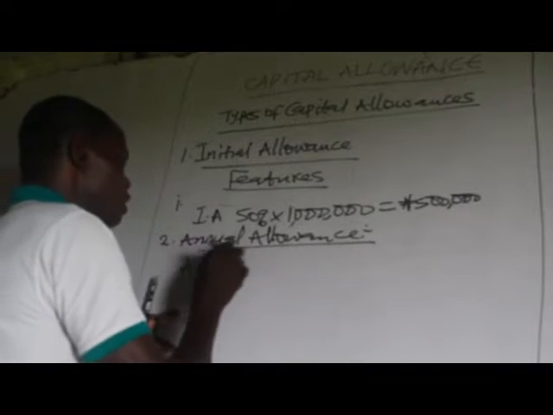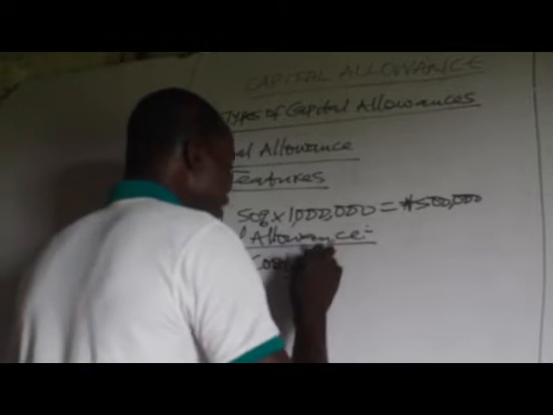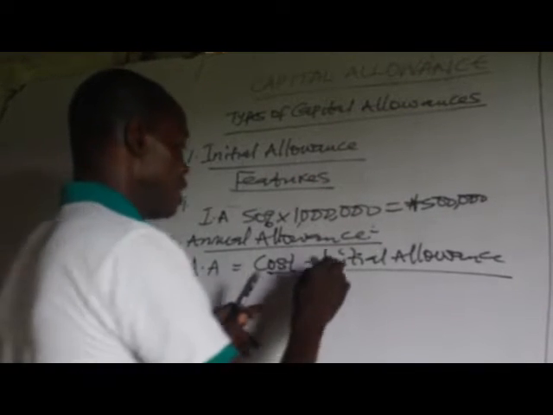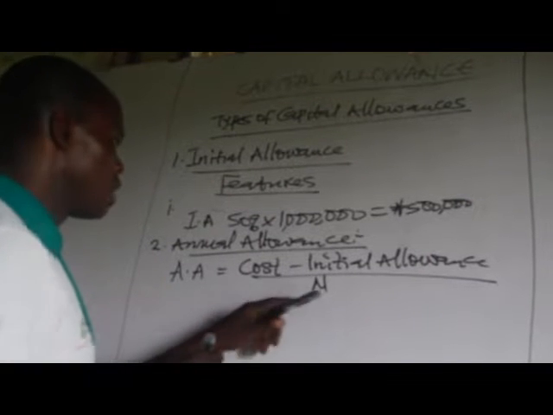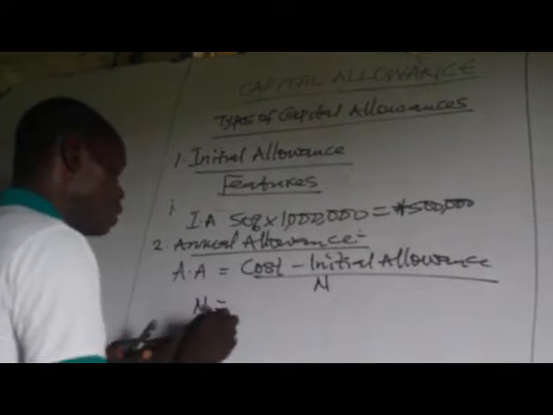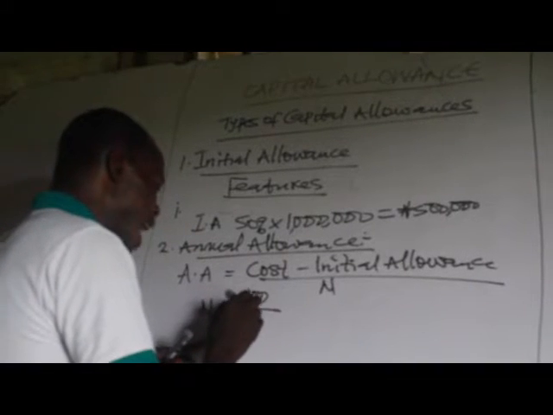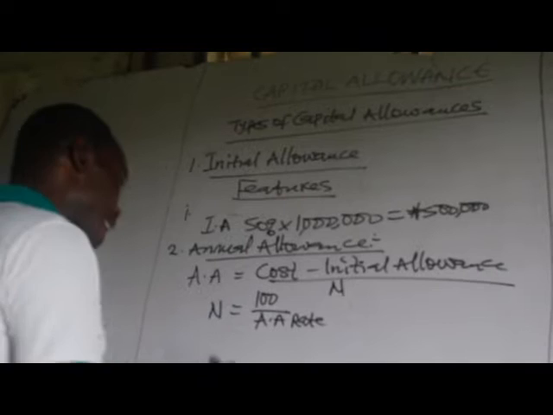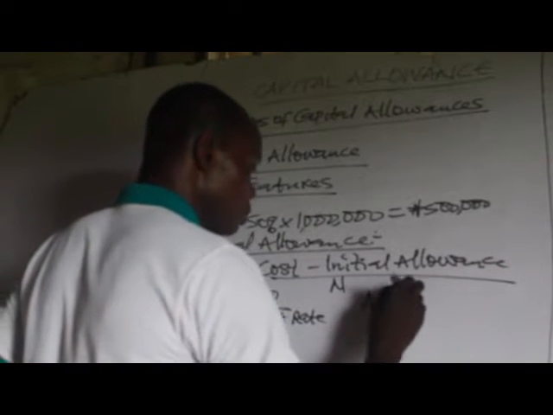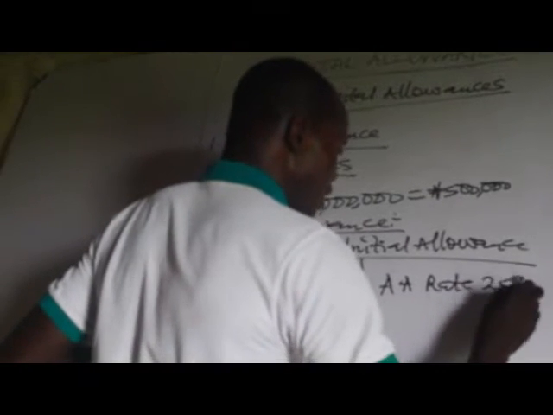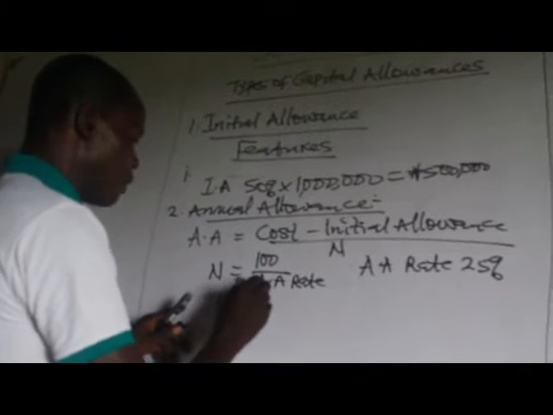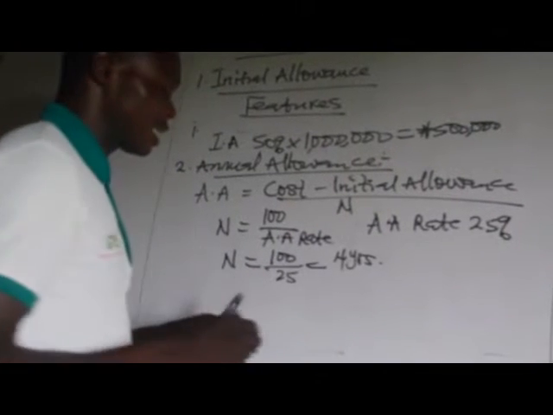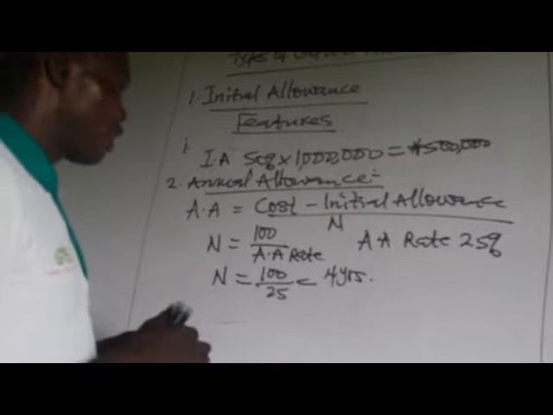That is, annual allowance equals cost minus initial allowance over estimated useful life of the asset. To get the estimated useful life of the asset, you apply 100 divided by annual allowance rate. Where the annual allowance rate is 25%, you have 100 divided by 25. That means such asset is expected to last for 4 years.